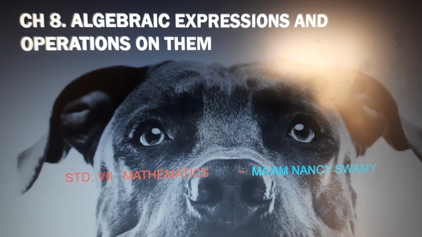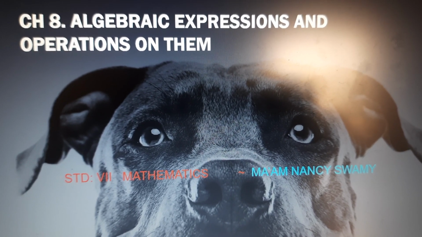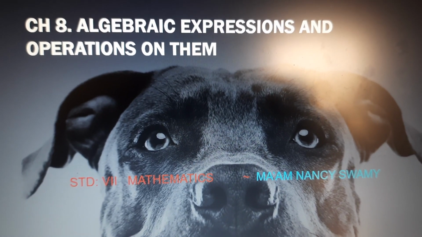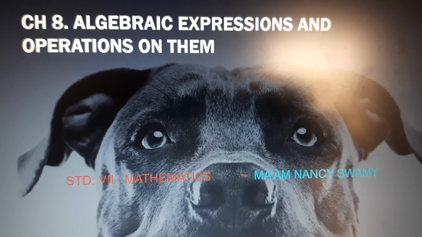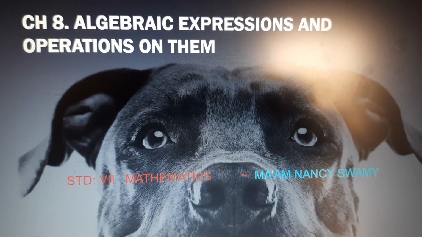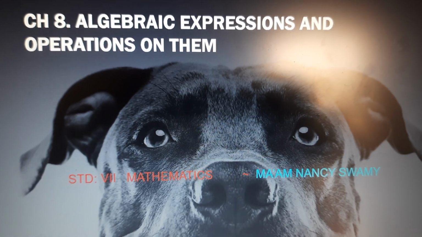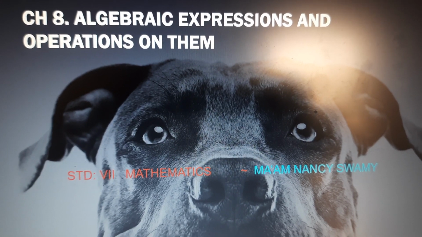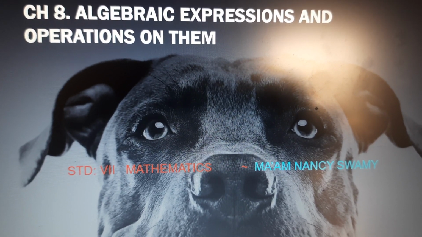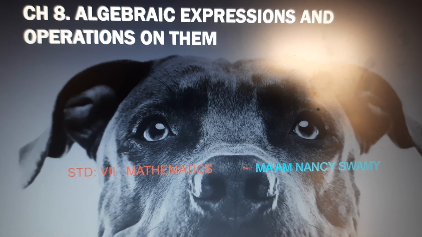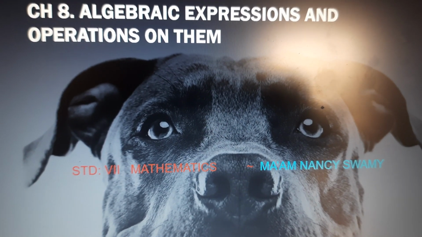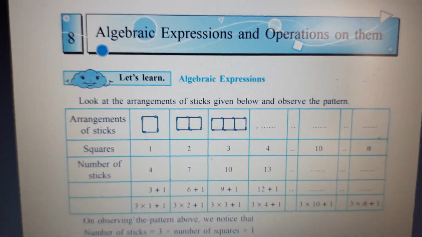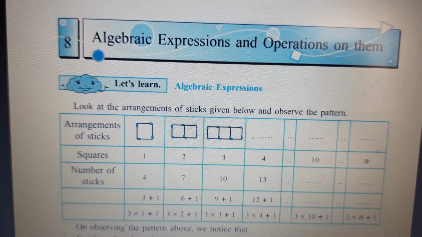Now we are getting back to our studies, starting with chapter 8, algebraic expressions and operations on them. In this chapter, we will learn how the letters, alphabets are used in mathematics. And that's why the chapter's name is algebraic expressions and operations on them. This is your text. With the help of the text I'm explaining to you.